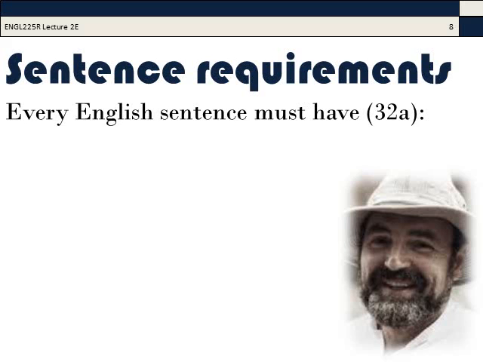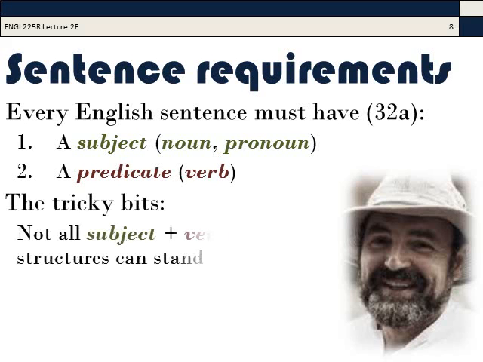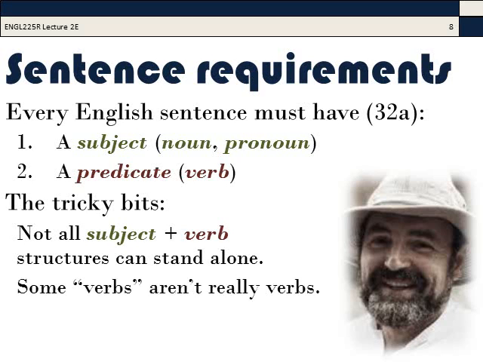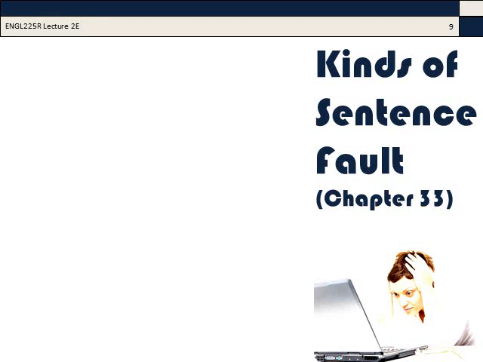Every English sentence needs to have a subject, usually a noun or pronoun, and a predicate, which is to say, a verb. Now, there are some tricky bits here. Not all subject-verb structures can stand alone, and some things that sure look like verbs aren't really verbs. Subject and verb structures must be correctly joined. These are where the errors come in.